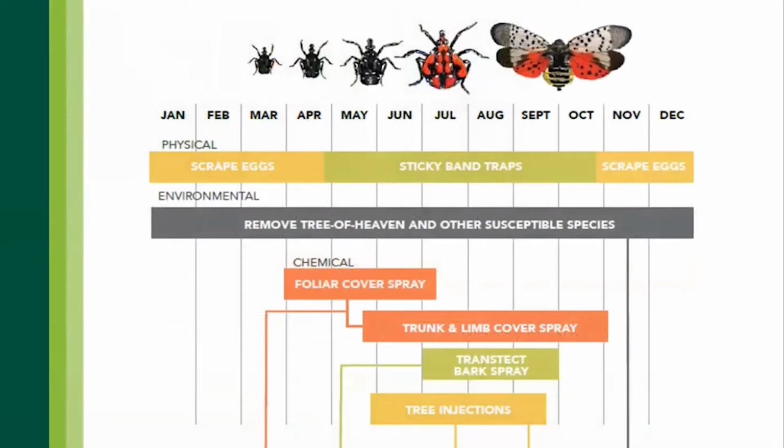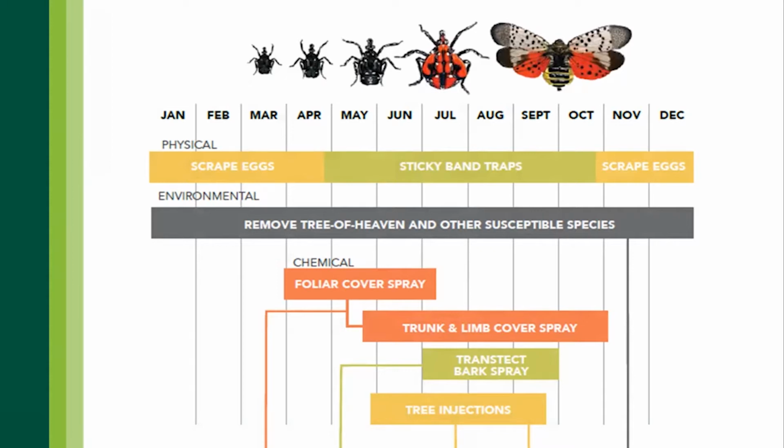So now if we're overlaying, how are we going to be actually managing this? Aside from some of the environmental and physical barriers, on the physical side we can always scrape eggs, if they're present. And there's certainly a possibility of doing some sticky band traps on select plants. Or if it's environmental, you can start looking at removing tree of heaven or other susceptible species, if it's appropriate.